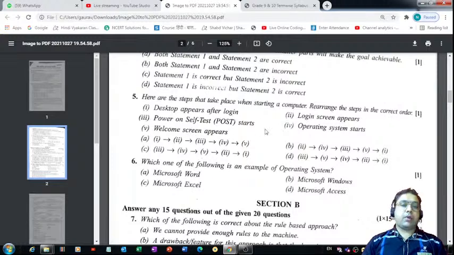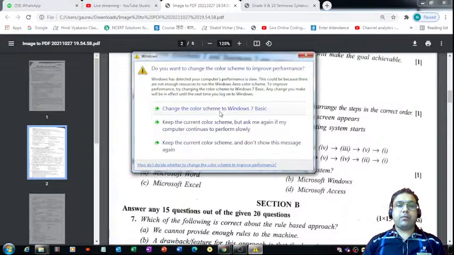So what is the first thing we do to start a computer? That is what we'll have to first find out. So I think we first power on the self test, right? We power on self test. We turn on the computer and it boots. So third one is the first step that we do. After this, once the computer is on, what happens next? Let me just find out. Operating system starts, right? That's the second thing which happens.